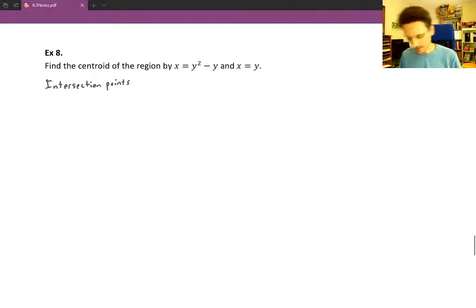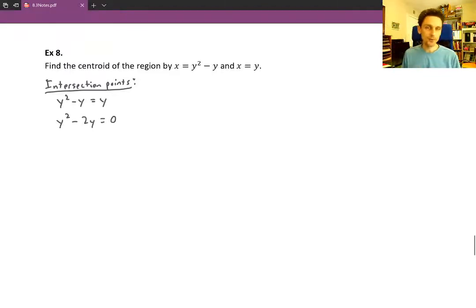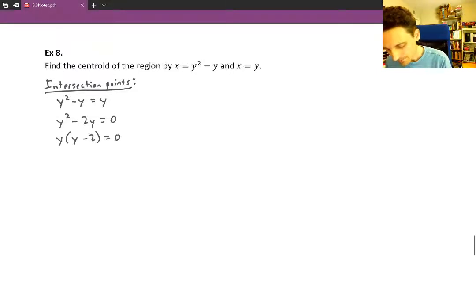Okay, so we're finding the intersection points between these two curves. So what we'll do is we'll set these curves equal to each other. We have y squared minus y equals y. We'll subtract the y over. It's tempting to want to divide through by y, but then you're going to lose the solution y equals 0. Factor out the y, and you'll get y equals 0 and y equals 2.